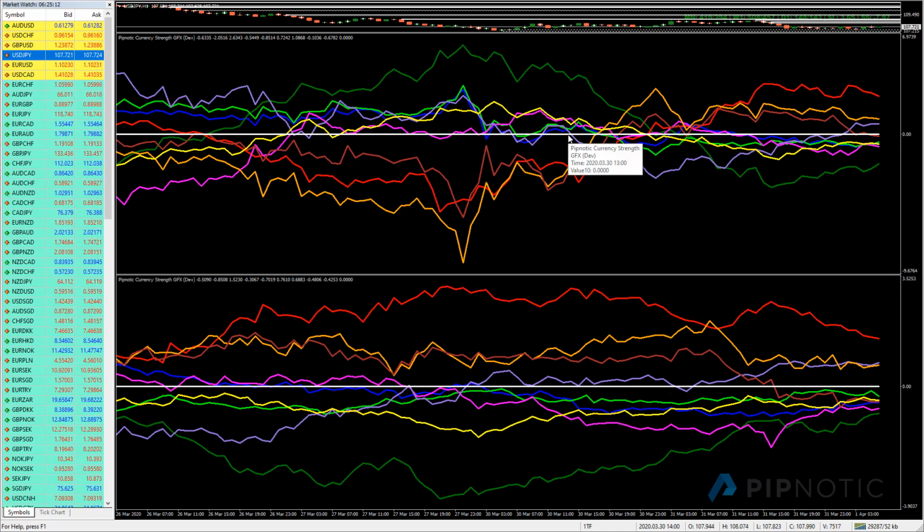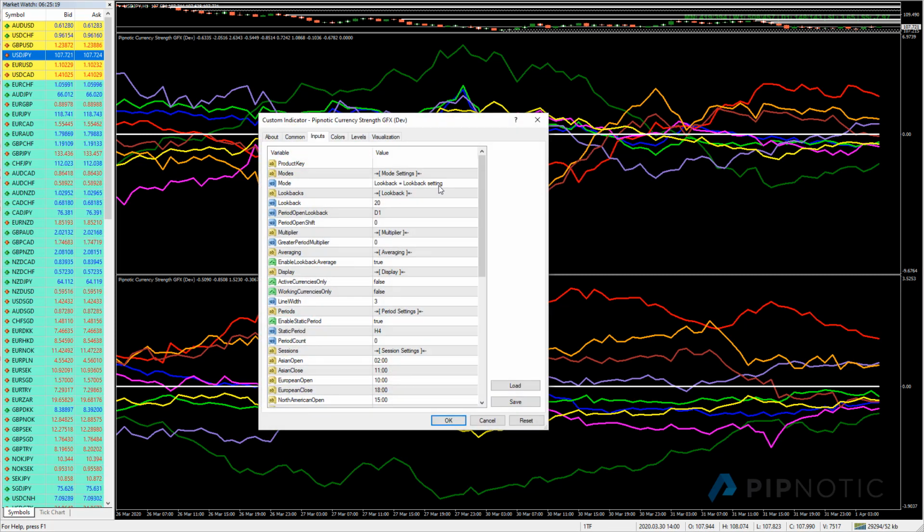So we've covered the currency strength open setting, and then we have this one here, which is the look back setting. And this is just the default behavior. And here, if you put on look back setting, it's going to look at the look back value that is here. Okay, so it's going to calculate currency strength now relative to currency strength 20 periods ago.